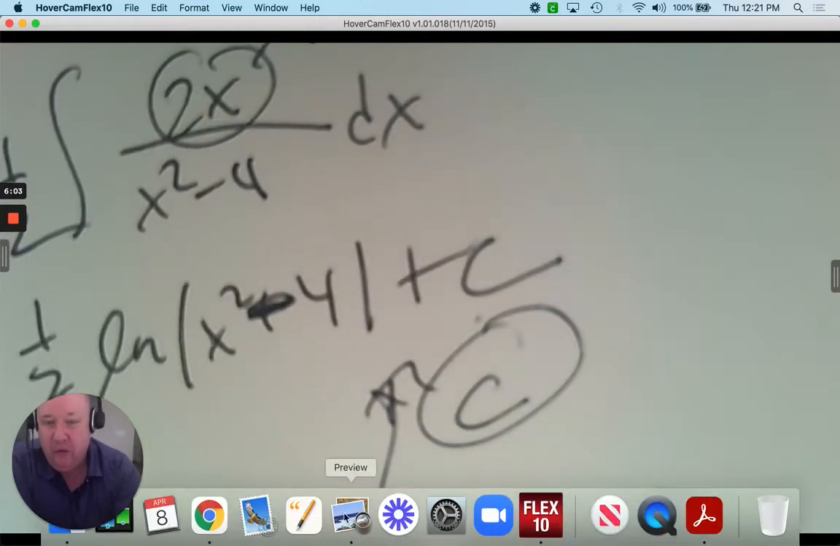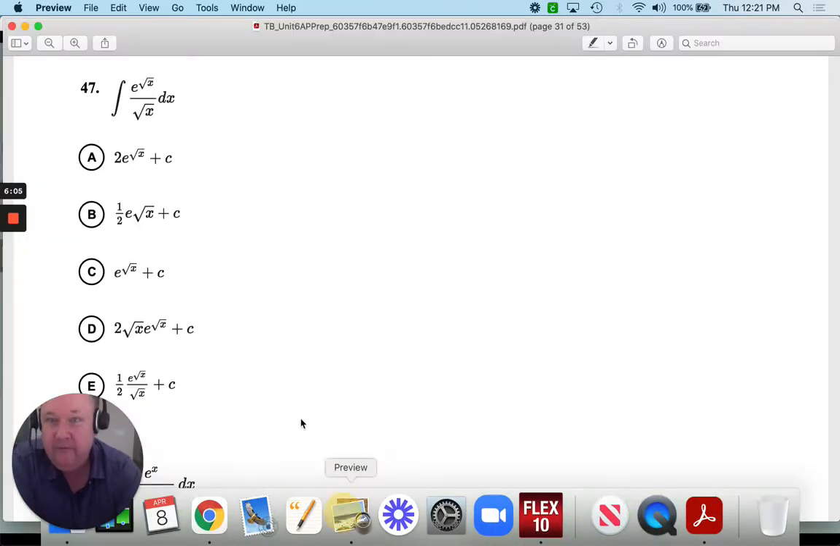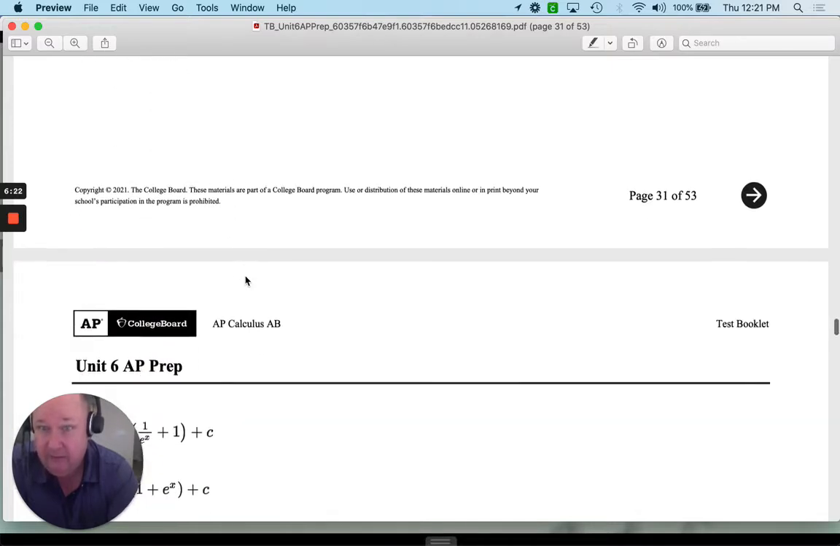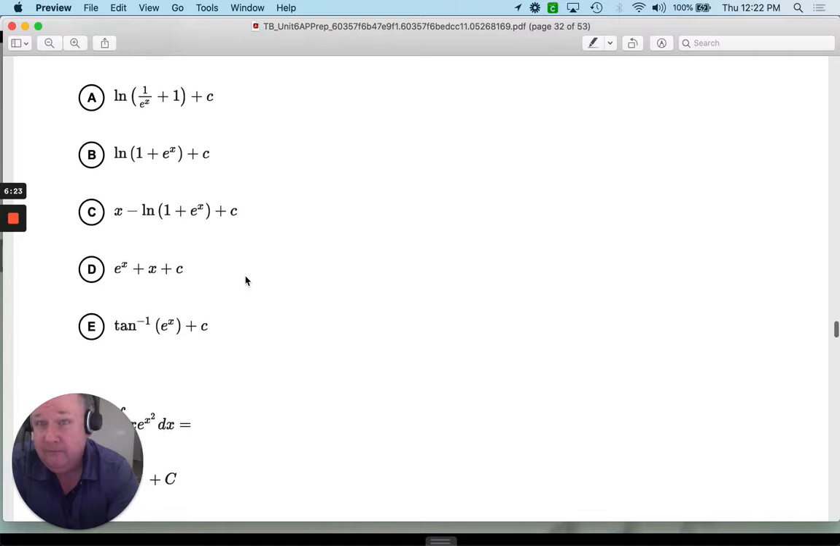So I want you to look at 48 and then press play. So look at 48, press pause, and then play. So the derivative of e to the x is e to the x. So unhook this, and it's just ln 1 plus e to the x plus c. So the answer to there was, I think, B.